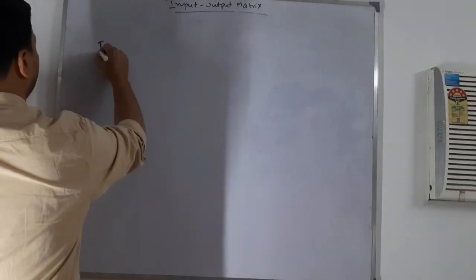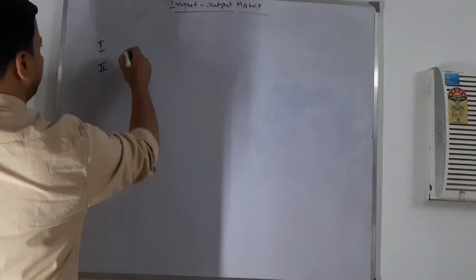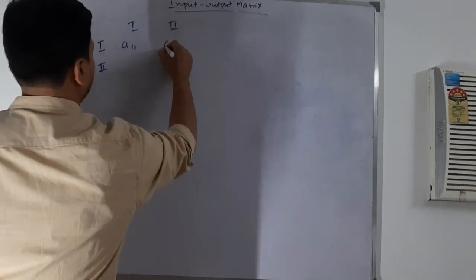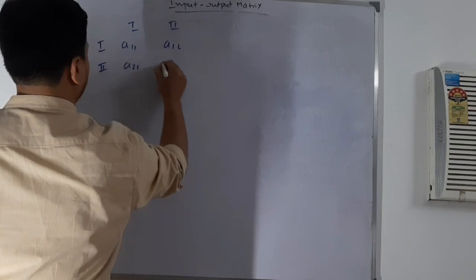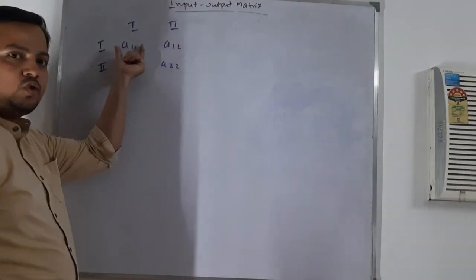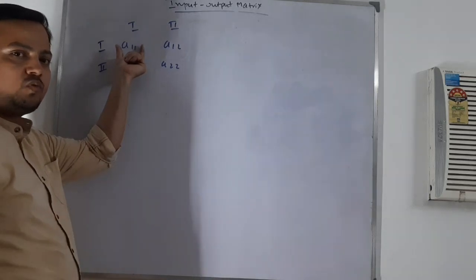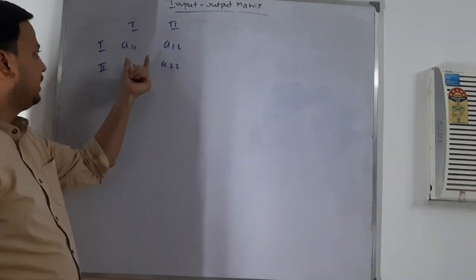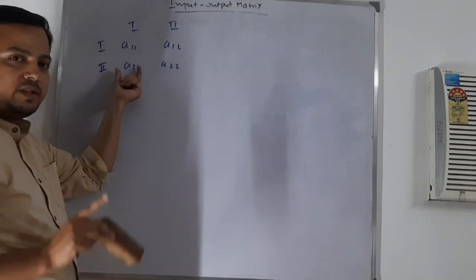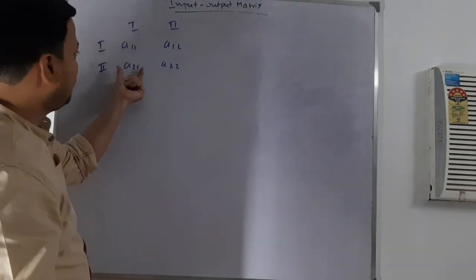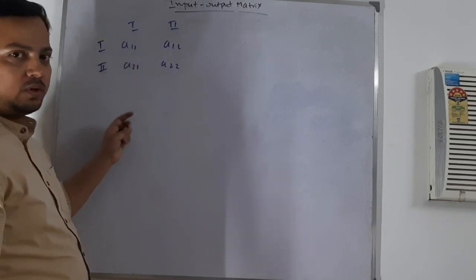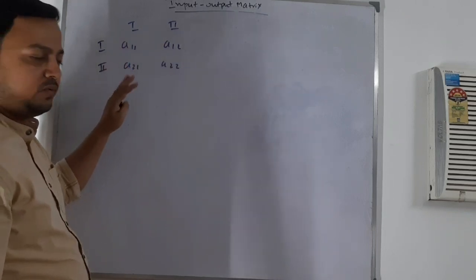So I have industry 1, 2. Let me write it first. This is the amount of output of the first industry used by the first industry in order to produce 1 unit of output of the first industry. And this is the amount of output of the second industry used by the first industry in order to produce 1 unit of output of the first industry. So these are input requirements, and this is basically the technology matrix we have.